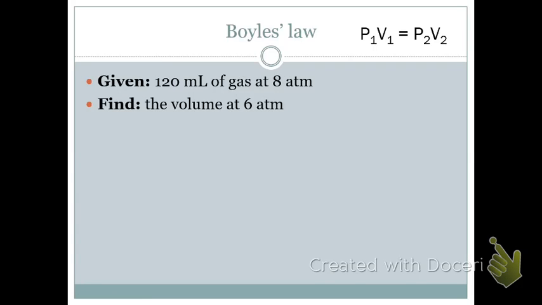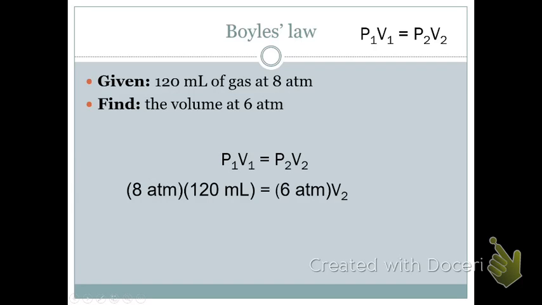120 milliliters of gas at 8 atmospheres. Find the volume at 6 atmospheres. There it is again: V1, P1, V2, which I have to find, and P2. It's not standard, so they've actually given me P2. So I'm simply going to plug and chug it into my formula. Here is P1, V1, P2, V2 that I have to find.